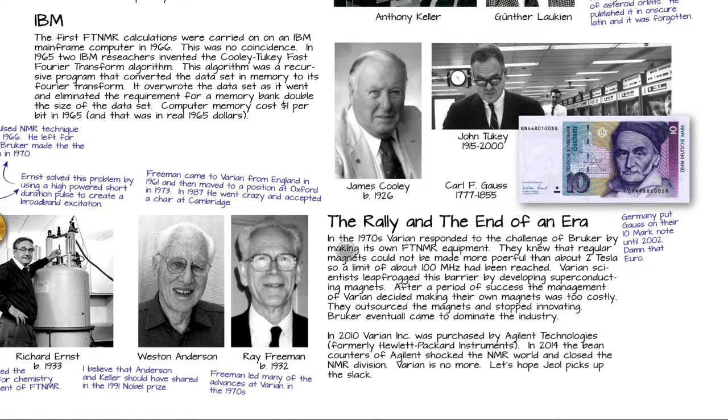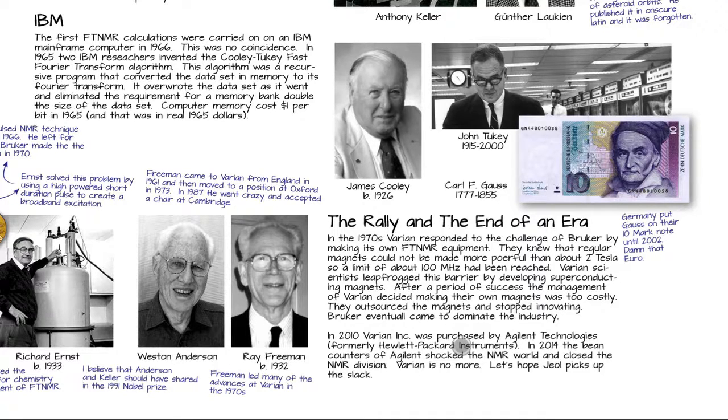Now, Varian didn't take things sitting down. They invented the superconducting magnets that we know today in response to the challenge. And they started developing high field magnets and getting past the 100 megahertz barrier. But then you know what happened? The business geniuses that were running Varian, the MBAs, they said, why are we making our own magnets? That costs money. We can just outsource that and buy commercial magnets. So they stopped innovating. And who ate their lunch again? Bruker. And in 2010, they were purchased by Agilent. And in 2014, Agilent shut down the NMR division that they had purchased. And Varian is no more. So there's only Bruker and JEOL left, which is a Japanese company making NMR. So hopefully competition will continue and prices won't skyrocket.